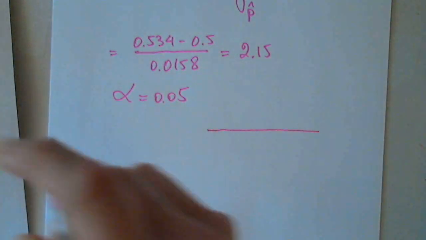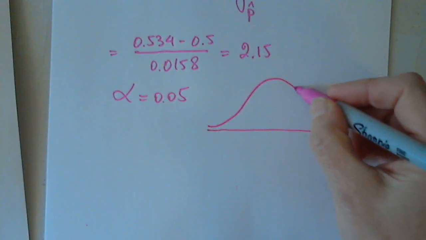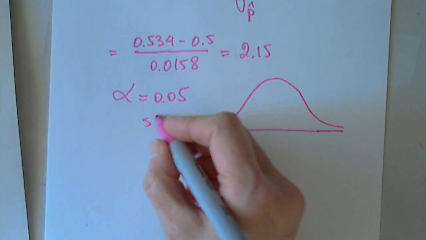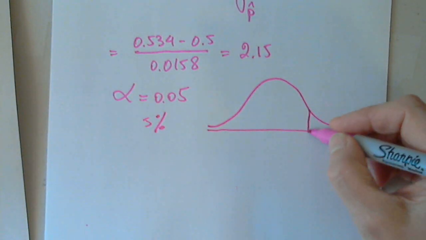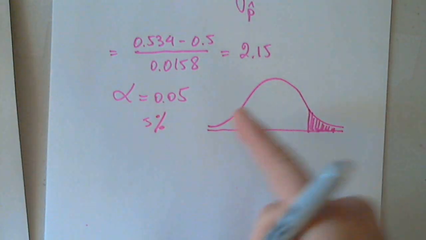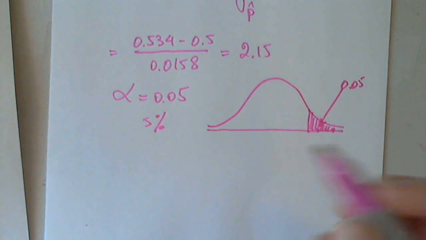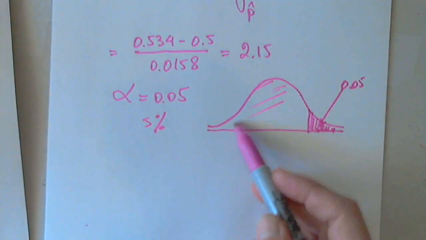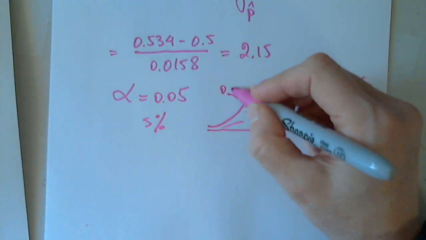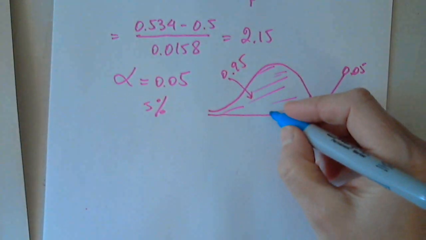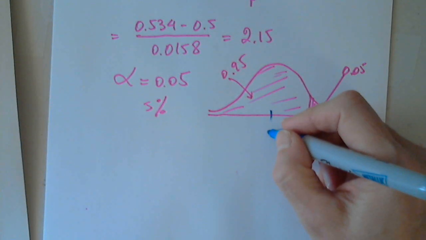Knowing that this is a right-tailed test, the alpha, which is basically 5%, is right here. Because it's a right-tailed test, this is 0.05. All the other area, obviously, is 0.95, because we know that the total area underneath has to be 1. Okay. We know that this is 0.